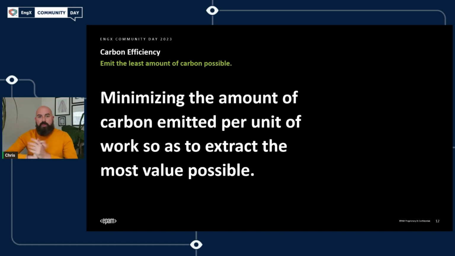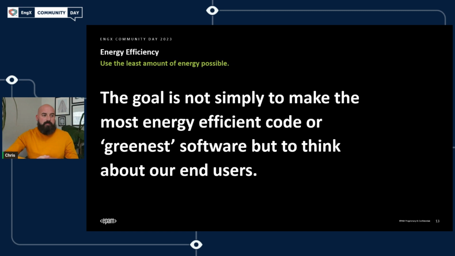So I hope you're still with me. We're going to jump into the 3 of them now. You've understood the idea of carbon efficiency, emitting the least amount of carbon possible, but maximizing value. Well, how do we do that? So let's jump in. Well, the first one is energy efficiency.